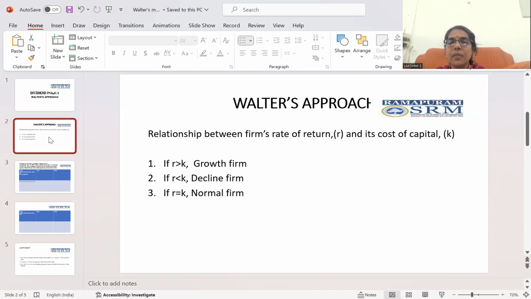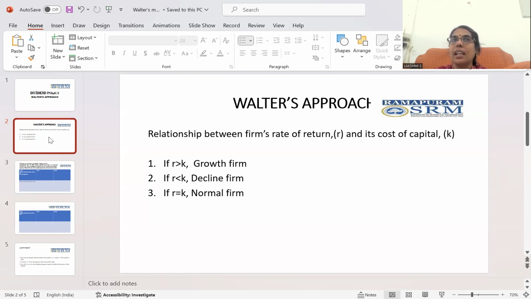The Walter's approach mainly explains the relationship between the firm's rate of return and its cost of capital. Firm's rate of return is nothing but the return earned by the company, the profit earned by the company from the project. That is the rate of return. And its cost of capital is nothing but the dividend or interest paid to the shareholders and the debenture holders respectively.